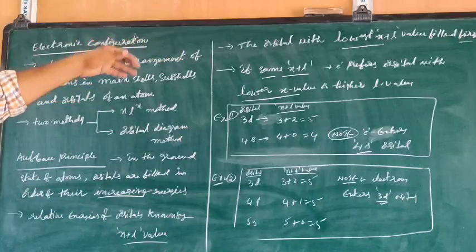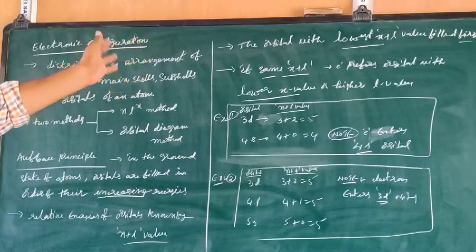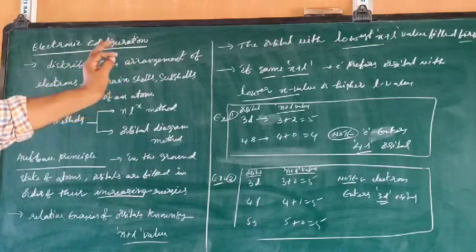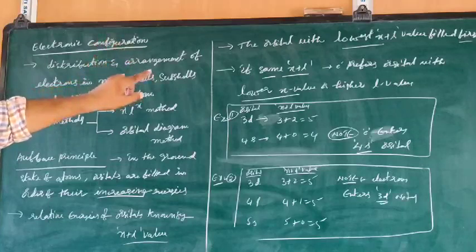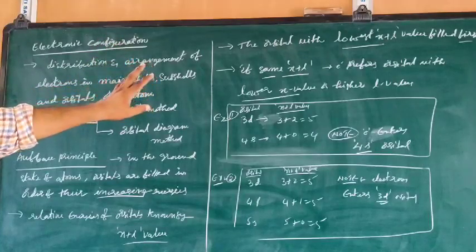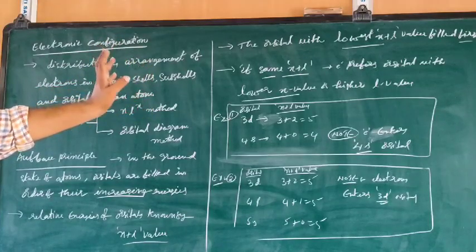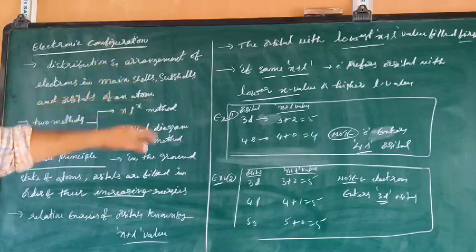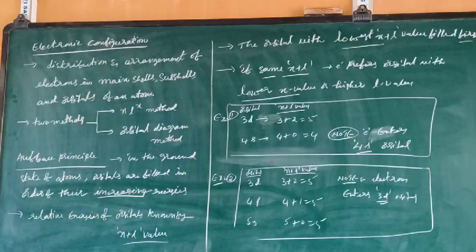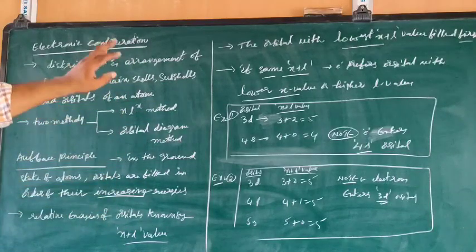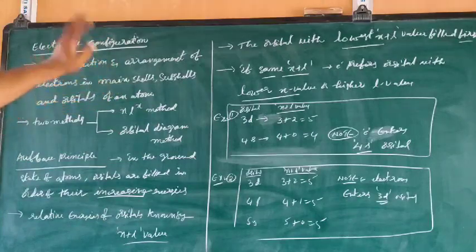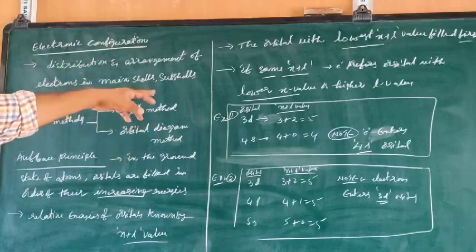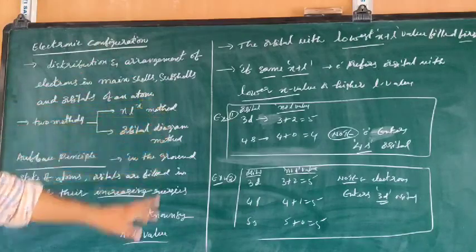Suppose two orbitals have the same n plus l value, here we need to follow one thing. If two or three orbitals have the same n plus l value, does the electron prefer the orbital with the lower n value or the higher n value? Let us consider two examples. In the first case, the 3d orbital and the 4s orbital are given.